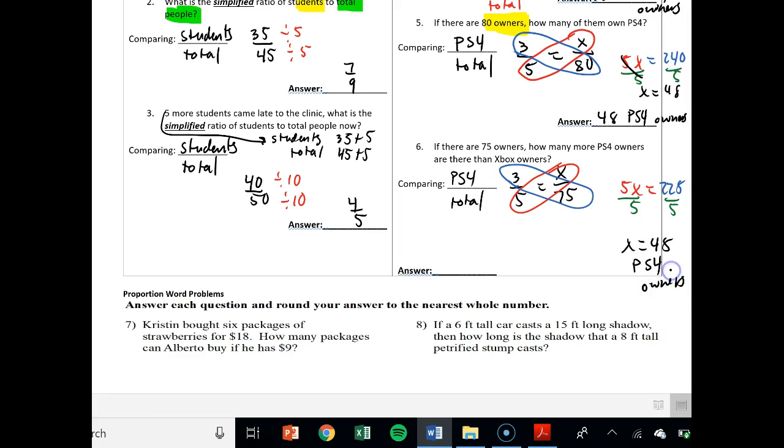But that's not what the question asks. If you go back carefully, and I'm definitely putting a question like this on tomorrow's quiz, the question says not how many PS4 owners there are, it says how many more PS4 owners are there than Xbox owners. Well, if 45 of them are PS4 owners, that means the rest of them have to be Xbox owners. And we know we have a total of 75, so let's just do 75 minus 45. So there are 30 Xbox owners. So then how many more PS4 owners do I have than Xbox? Well, 45 and 30, that means there are 15 more. 15 more PS4 owners. Okay.